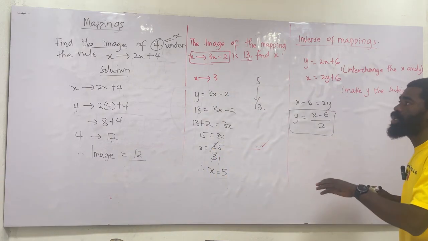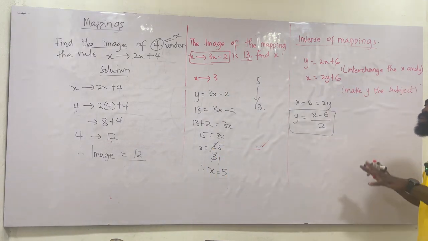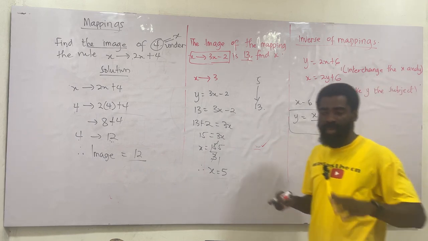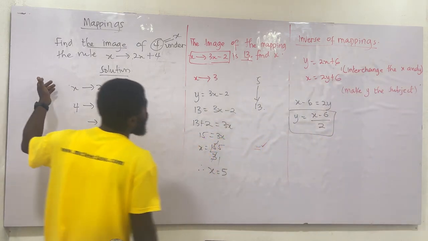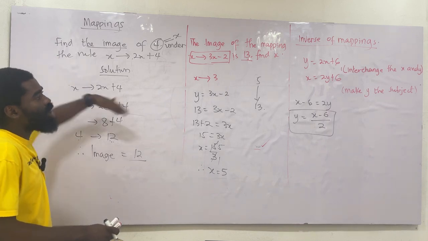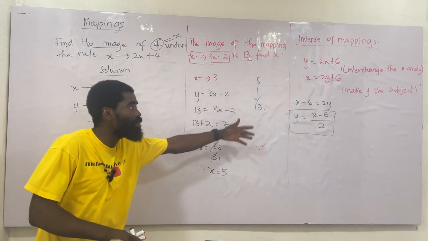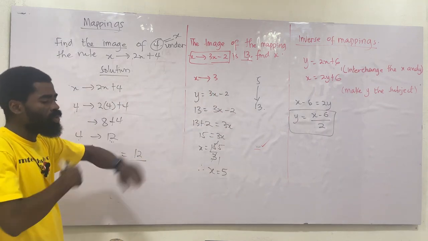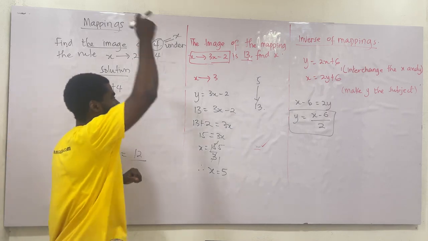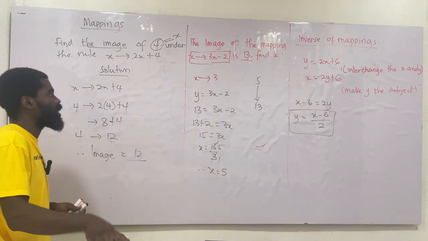So I hope you understand these mappings. Yeah, this is basically how we treat mappings. So for mappings, you have to know how to find the rule. I've given you the tricks in finding the rule. I've introduced you to the inverse. In case this time they give us the inverse, we get the rule, we interchange, make the subject, then straight away we are gone. I hope you understand what I'm saying.